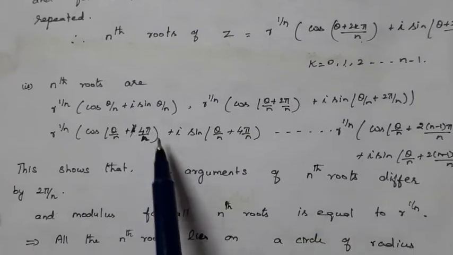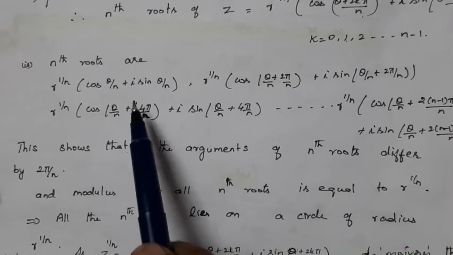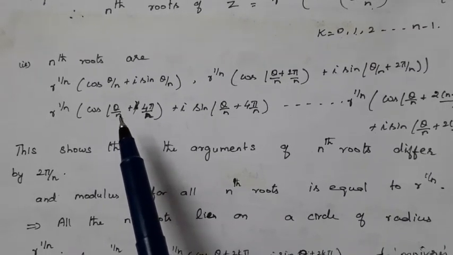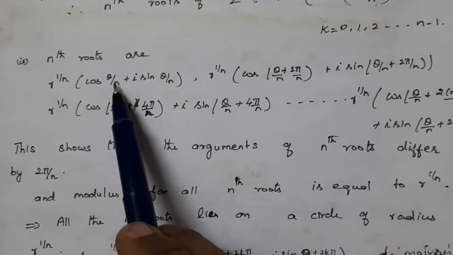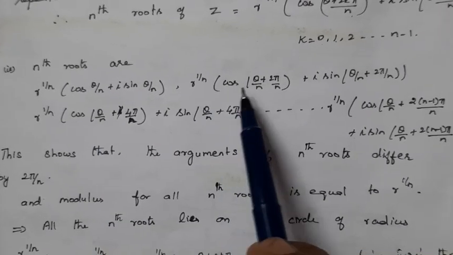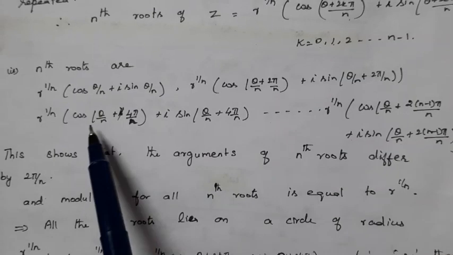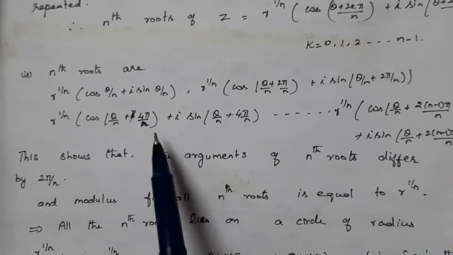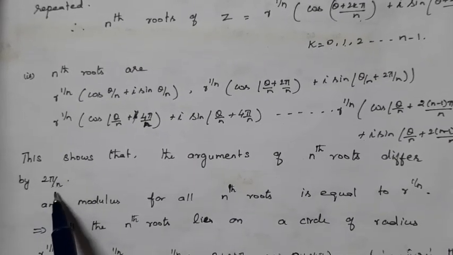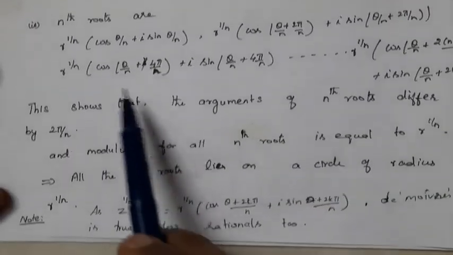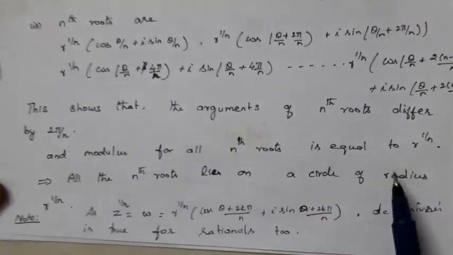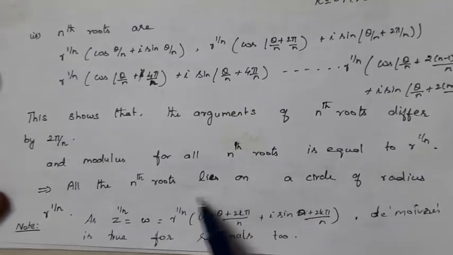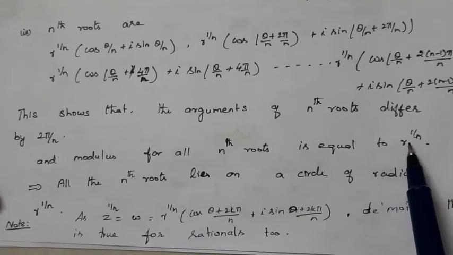Here we can observe some results. Look at the arguments. For the first root, the argument is theta by n, for the second root, the argument is theta by n plus 2 pi by n, and for the third root, theta by n plus 4 pi by n. This shows that the arguments of the nth roots differ by 2 pi by n. The modulus of all the nth roots is the same, equal to r power 1 by n. And if we plot all these roots, they will lie on a circle of radius r to the power 1 by n.